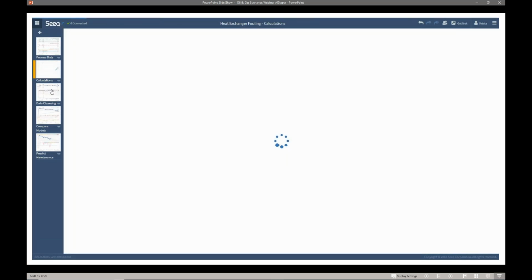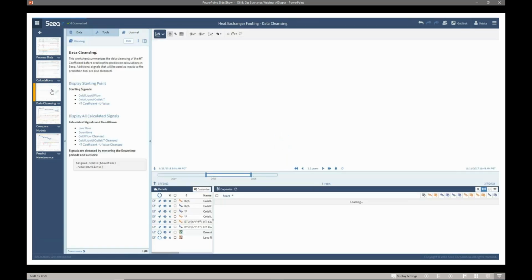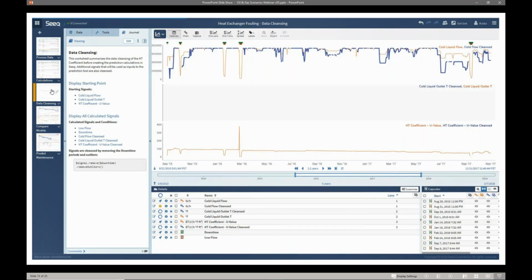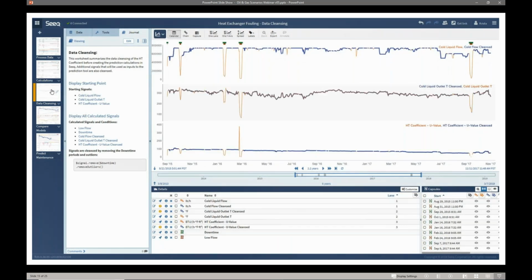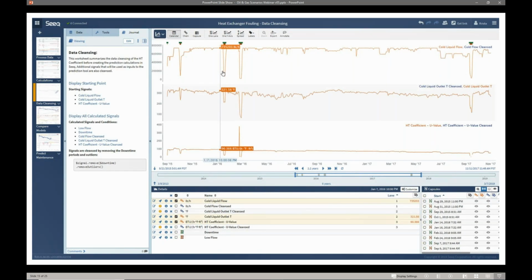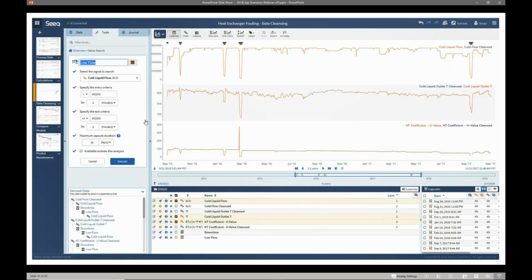Before we get to modeling it though, we want to talk a little bit more about data cleansing. I'm going to go ahead and on the screen here highlight for you my original signals in orange. You'll notice that there are periods where I have some big drops in the data where I potentially had a short downtime event, and I'd like to exclude those from my analysis. I've identified those periods in this case using Seeq's Value Search to look for when the cold liquid flow is below a certain threshold.